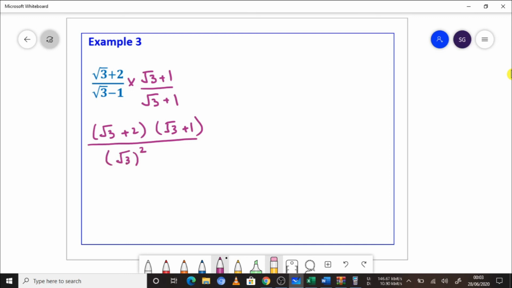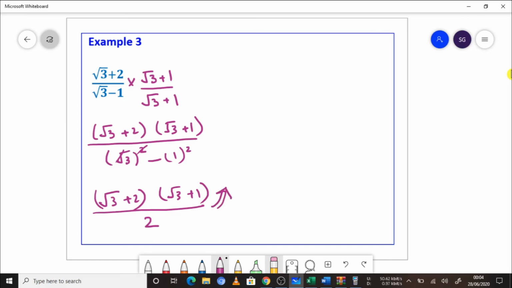So it's root of 3 squared minus 1 squared. You might want to simplify that. That's your choice. The square and square root of 3 cancel out, and root of 3 plus 2 and root of 3 plus 1 divided by 3 minus 1, which is 2. Our job is done, and if you want to simplify your answers, I can give you the simplified form as well, but this answer is acceptable.